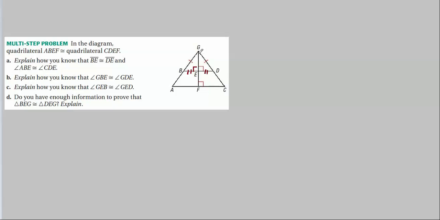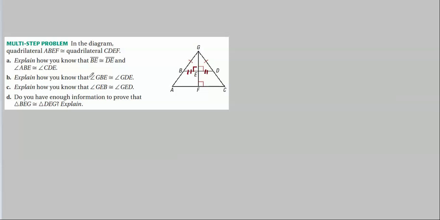So we have to find some angles here that we know are the same. What else can we do? How about this? These two quadrilaterals are congruent. That means this angle here, ABE, must equal CDE. In fact, we used that right here. We showed it.